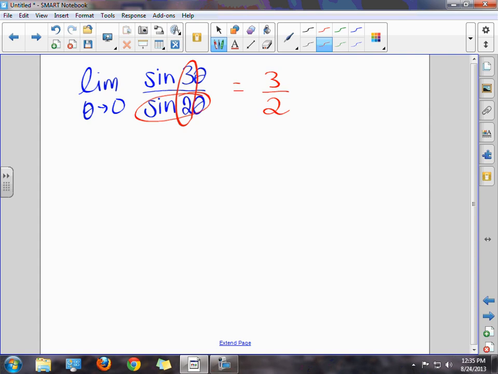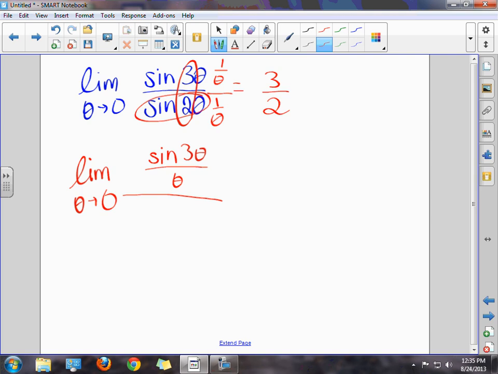So this is what happens. We want to multiply the numerator and denominator by 1 over theta, and then we're going to use those basic limit laws, and we're going to pull the limit to the top and the limit to the bottom, and evaluate them separately. So sine 3 theta over theta, and now this that I just wrote looks like the problem that we just did. Sine 2 theta over theta. And so what we end up with is we do the same trick.